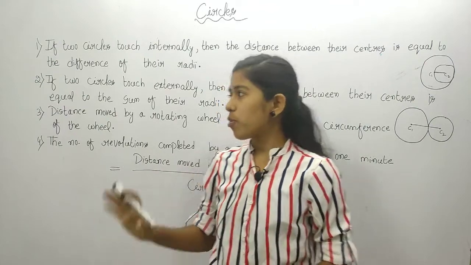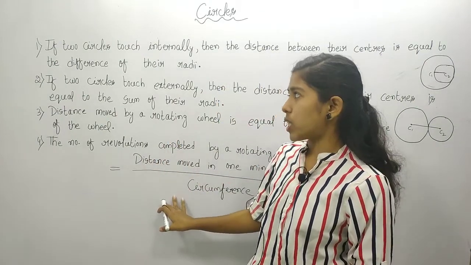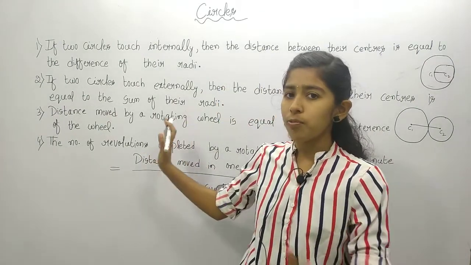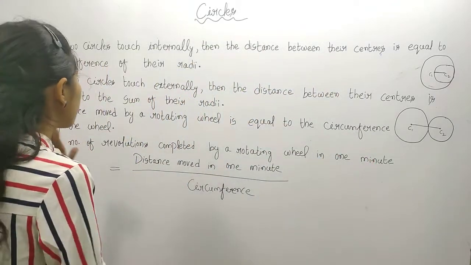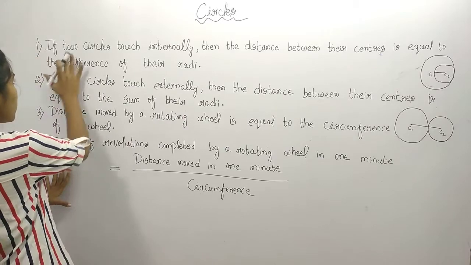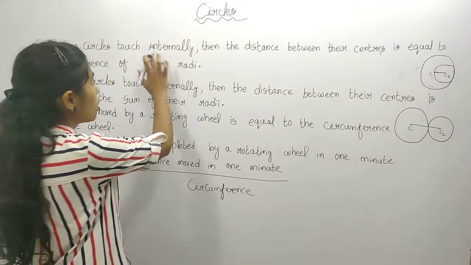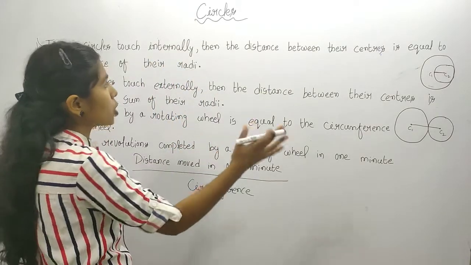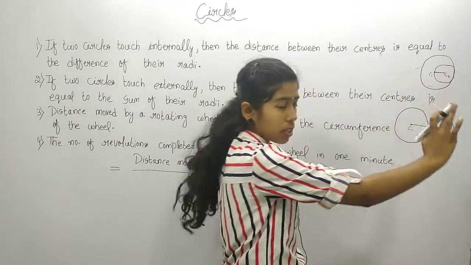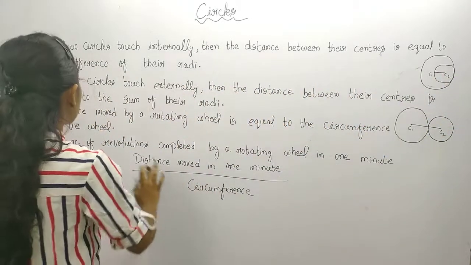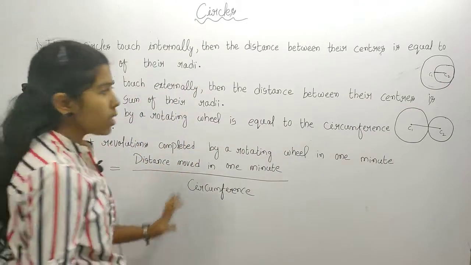So today, before solving some questions, students, first we will learn about some formulas of circle. Let's see what those formulas are. First, here you see I have written: if two circles touch internally to each other, then the distance between their centers is equal to the difference of their radii.